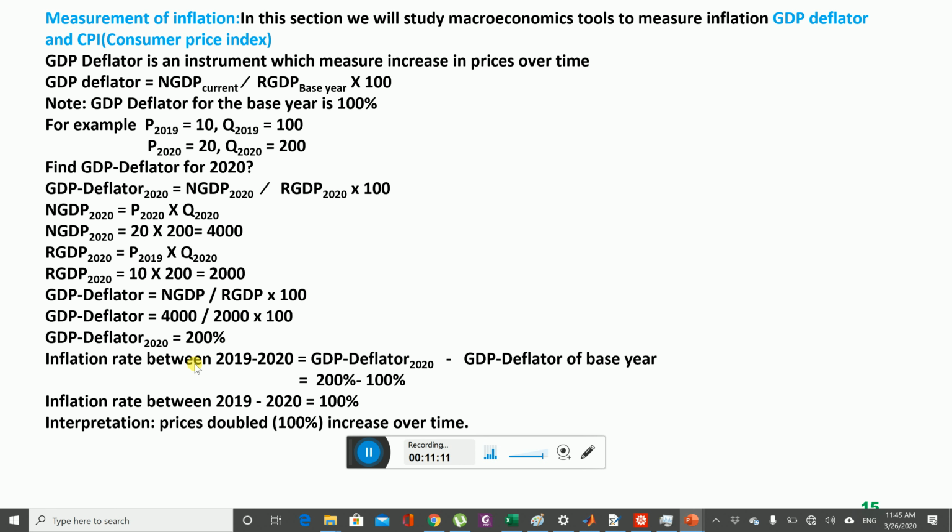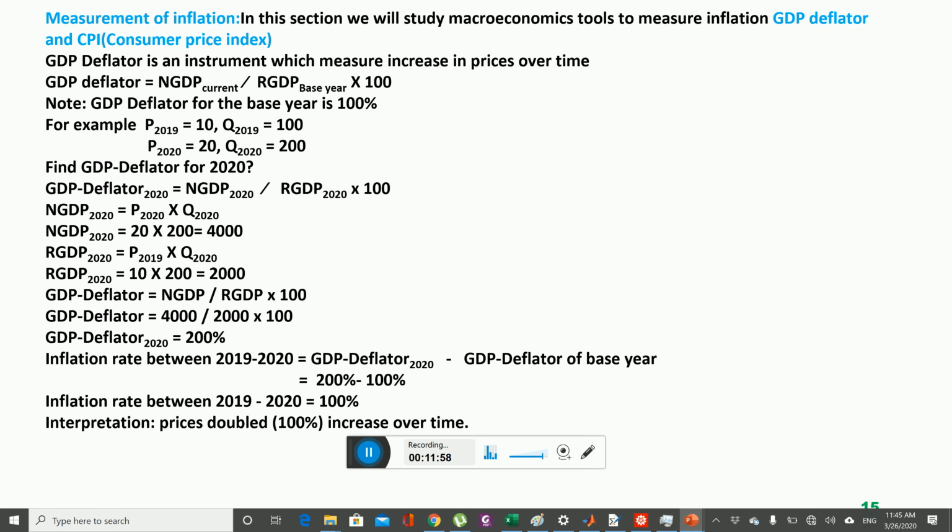Now how can we find the increase in the overall price level, the inflation rate between 2019 and 2020? We can compute it by subtracting the value of the GDP deflator of the base year from the value of the GDP deflator of the current year. So the GDP deflator of the current year 2020 minus the GDP deflator of the base year, 2019. The GDP deflator that we calculated, 200% in 2020, we feed here, and the GDP deflator for the base year, as I wrote in the note, is 100%. So 200% minus 100%, we find the 100% inflation rate in this one year.